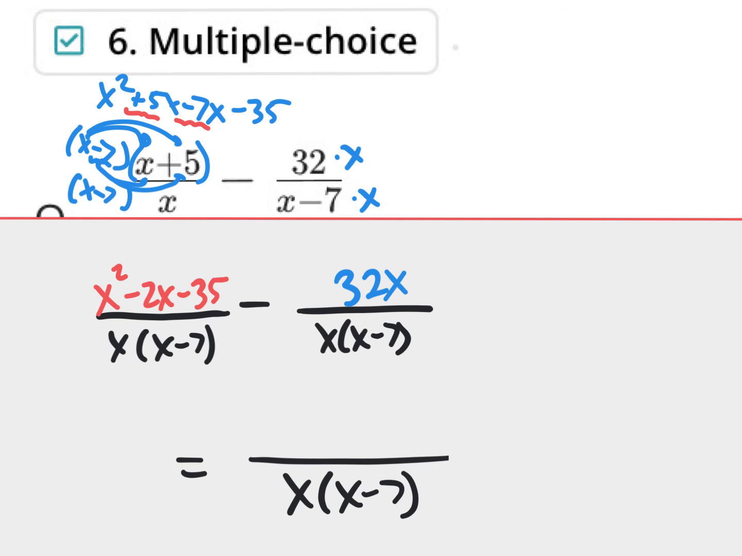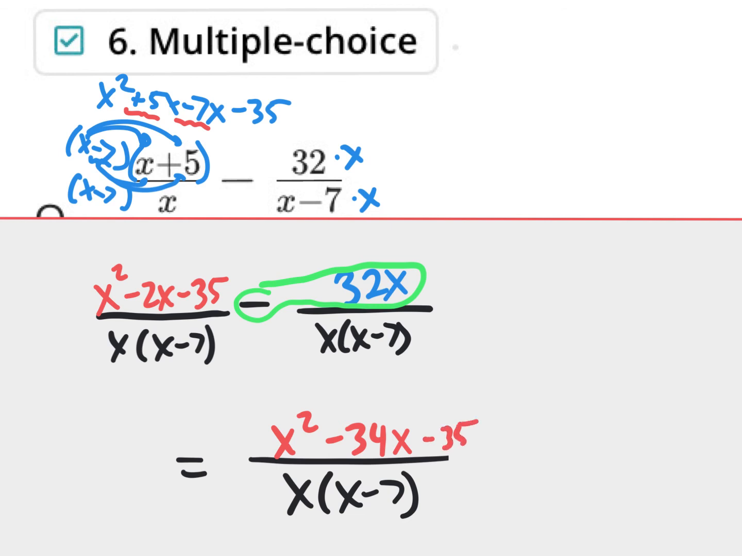Okay, question is, this negative sign belongs to the 32x. So what we really have here is x squared. Can't combine it with anything, bring it down. Negative 2x, you could combine it with the negative 32x. What do we get? A negative 34x. And then at the very end, we have the negative 35.